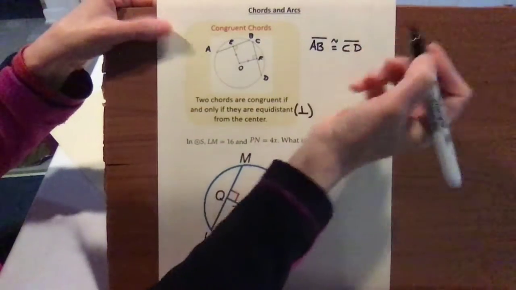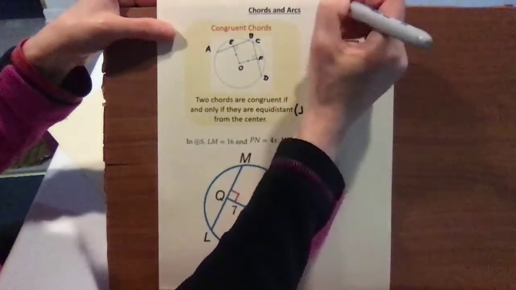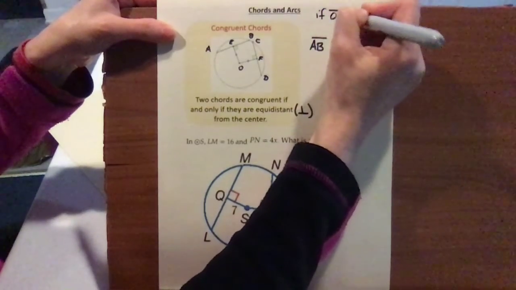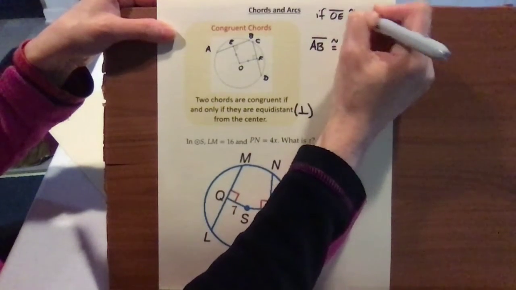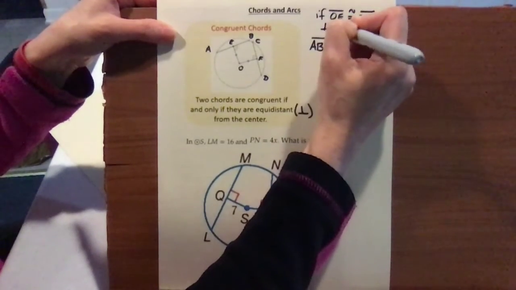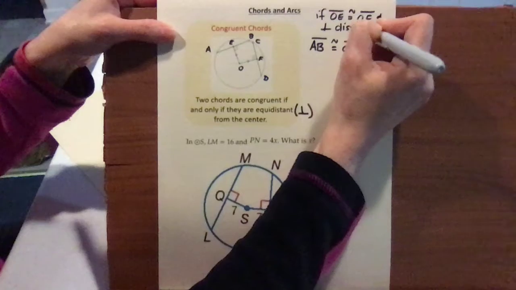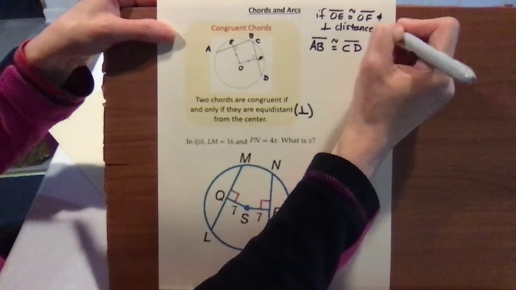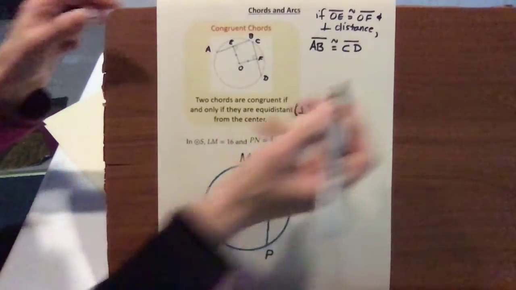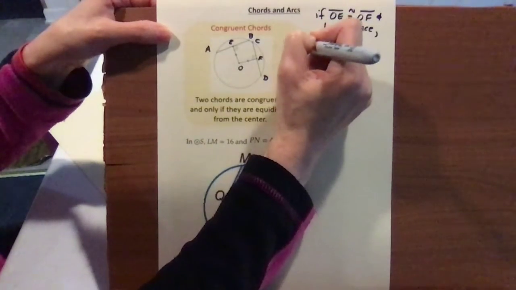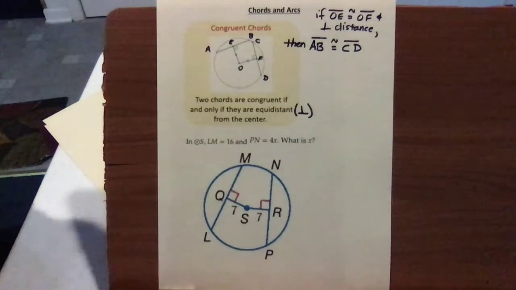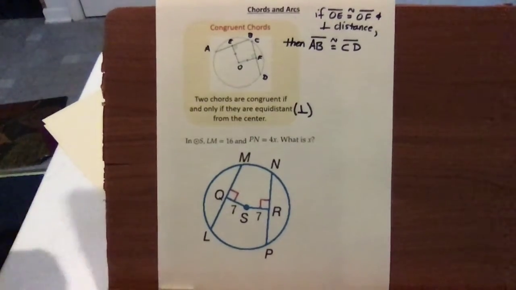So basically, if we write it as a conditional statement: if segment OE is congruent to segment OF, and it's a perpendicular distance to each of the chords AB and CD, then we can conclude that those two chords AB and CD are congruent. So let's look at the first example.